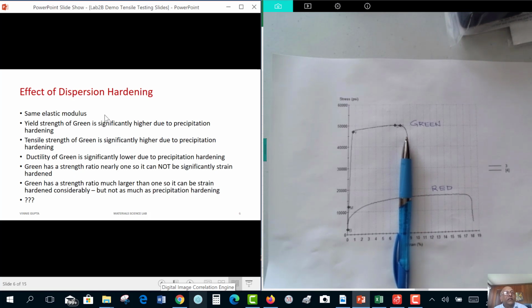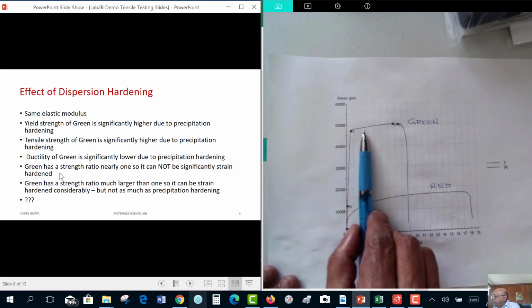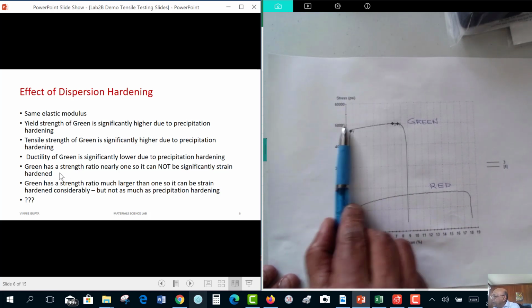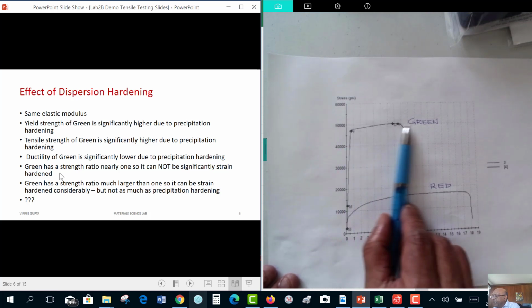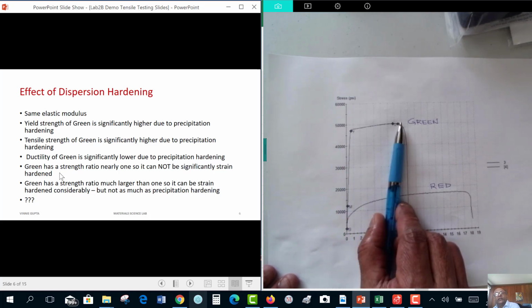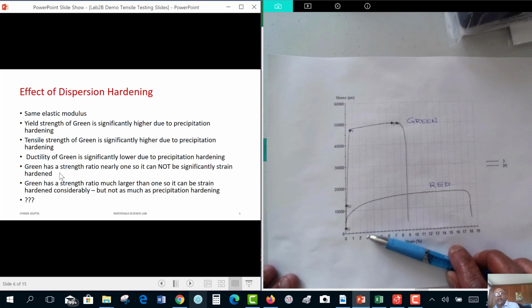So we have the same elastic modulus, but a higher yield strength for green because it is precipitation hardened, and lower ductility. Also notice that this curve is essentially horizontal. That means it cannot be strain hardened much. We talked about strain hardening.